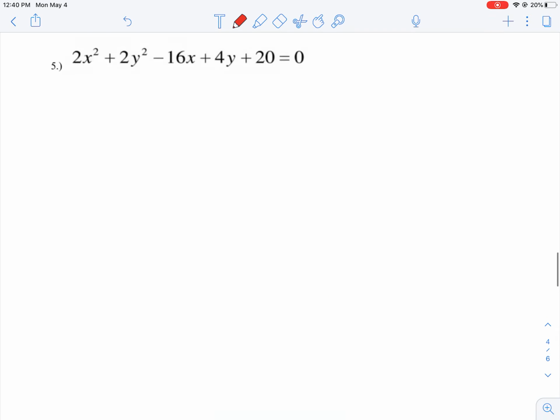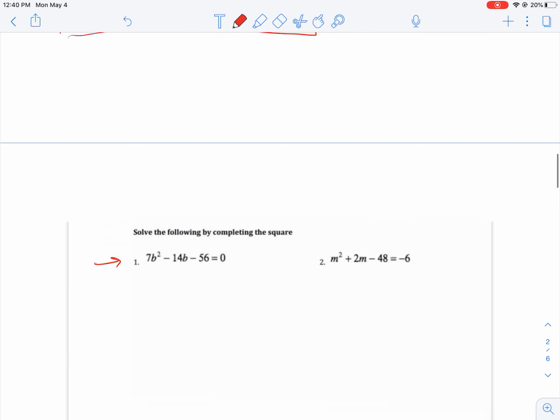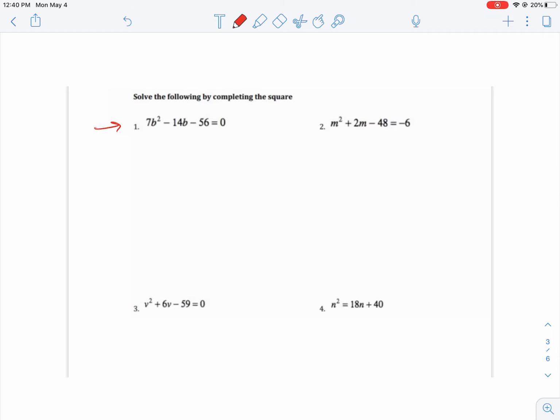Okay, going back up here. Let's practice some completing the square. All right, so this one here. First things first, let's get our constant over to the other side. So we're going to add 56 to both sides. So 7b squared minus 14b is equal to a positive 56.